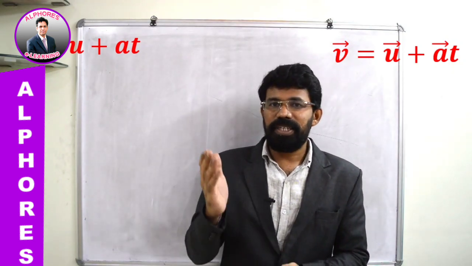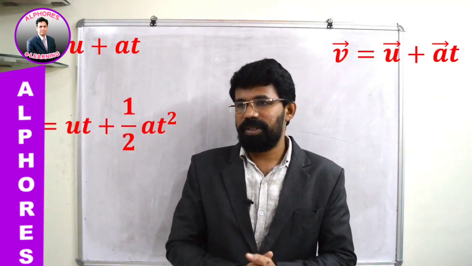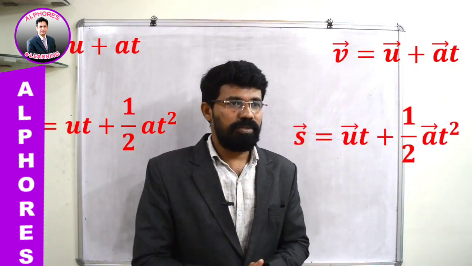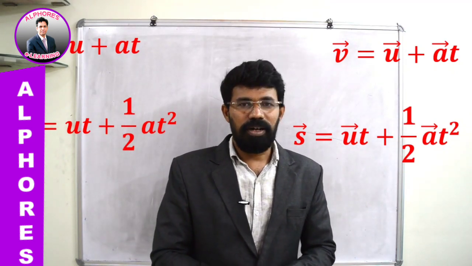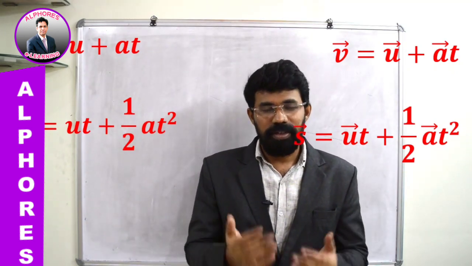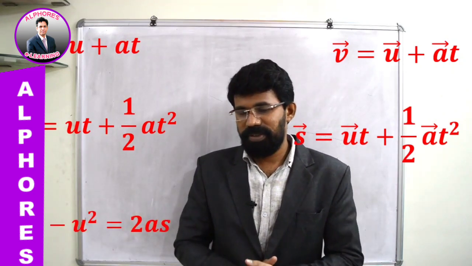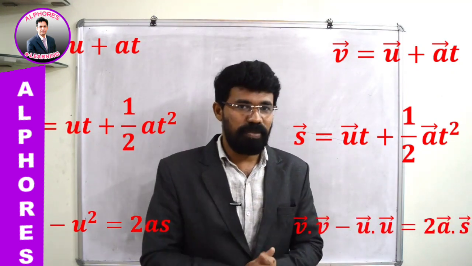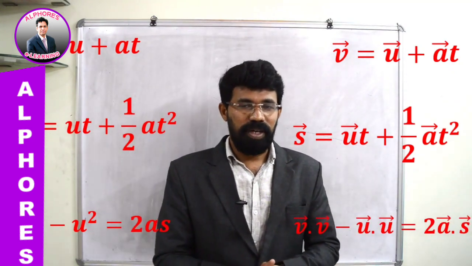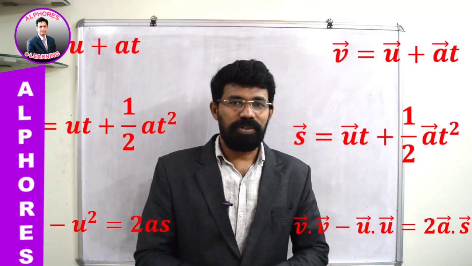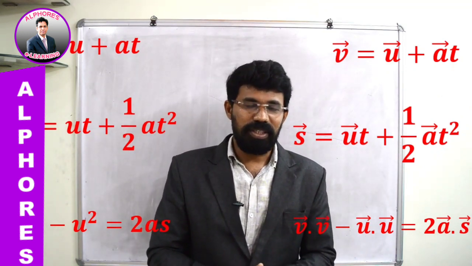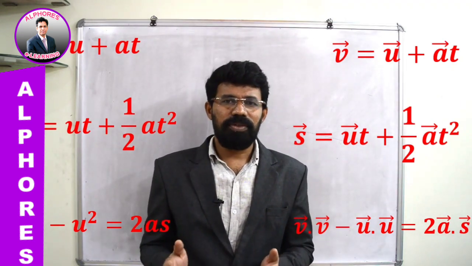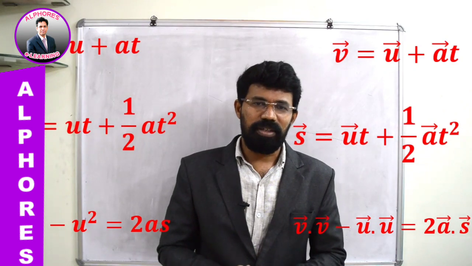The second equation is S is equal to ut plus half at square. The same equation can be expressed in vector form like this: S bar is equal to u bar t plus half a bar t square. The other equation is V square minus u square is equal to 2as. The same equation can be expressed in vector form like this: V bar dot V bar minus u bar dot u bar is equal to 2a bar dot s bar. Or simply you can write it as V square minus u square is equal to 2 into a bar dot s bar. Like that also you can express.